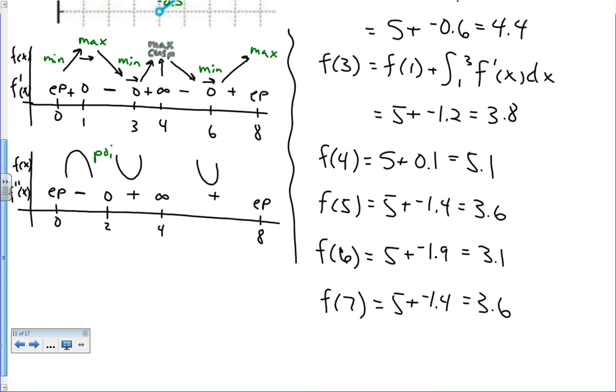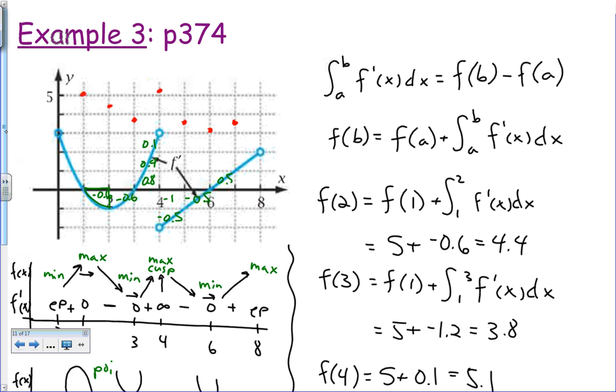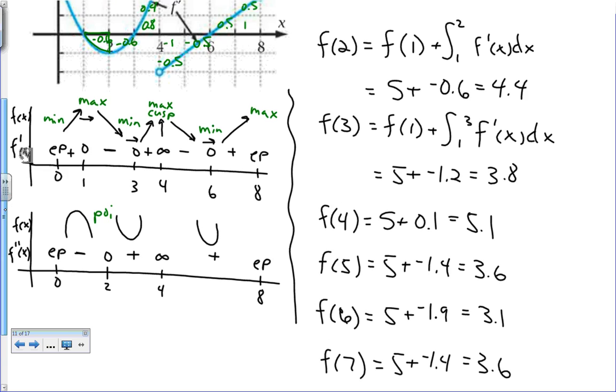And finally at 8, f of 8 is equal to 5 plus the integral from 1 to 8, which we've already calculated the integral from 1 to 7. We just got to add on the integral from 7 to 8. So this looks like this is a positive 1 and a positive 1.5. So we add on 1.5 onto the negative 1.4 that we had. We get a positive 0.1 to get 5.1 is where we end up with. So we will plot that point at 5.1.